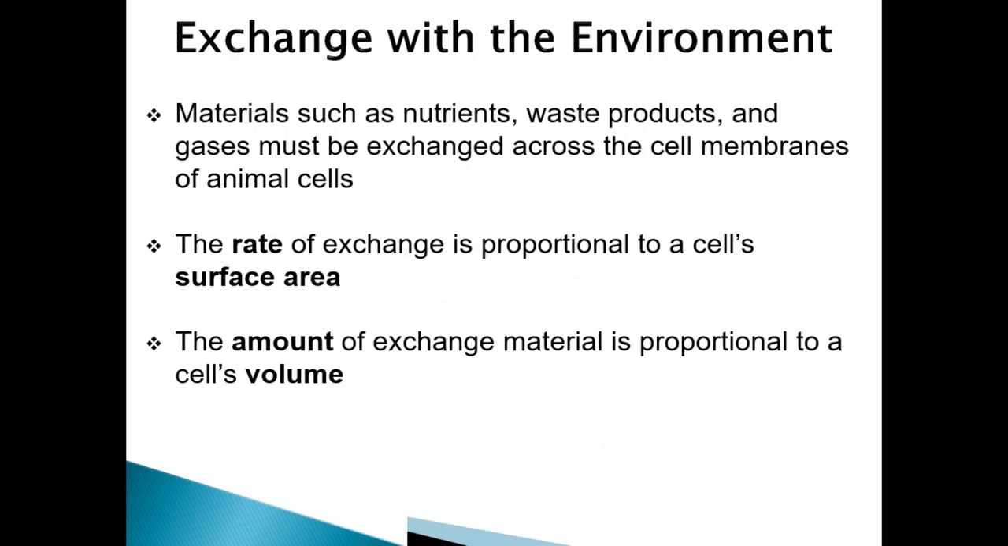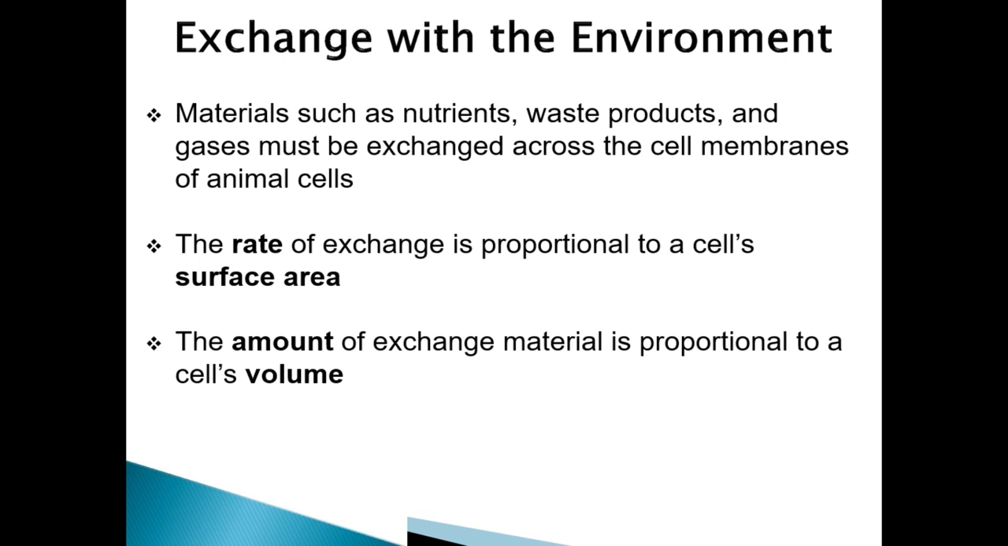So how are these materials exchanged with the environment? Remember, we mentioned that every organism needs to obtain and dispose of various substances. Materials such as nutrients and waste products all need to exchange across a cell membrane, and the rate of exchange is proportional to a cell's surface area, and the amount of exchange is proportional to the cell's volume.